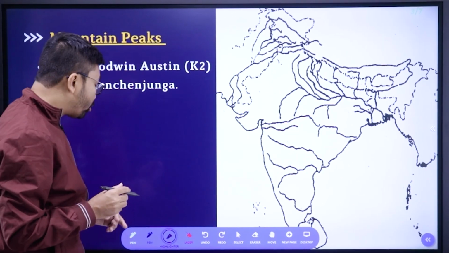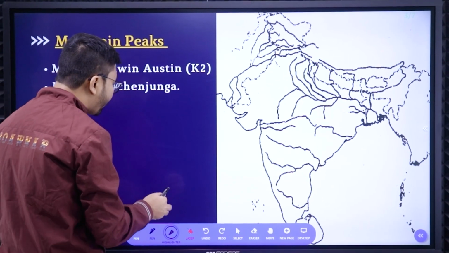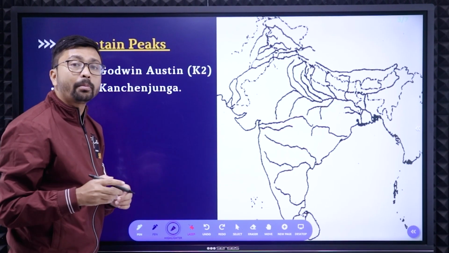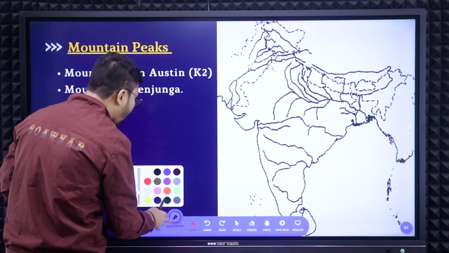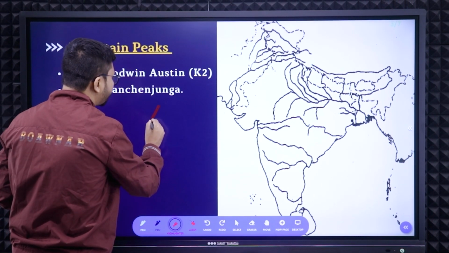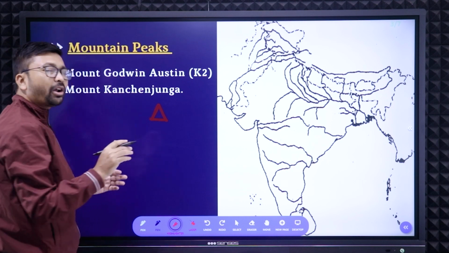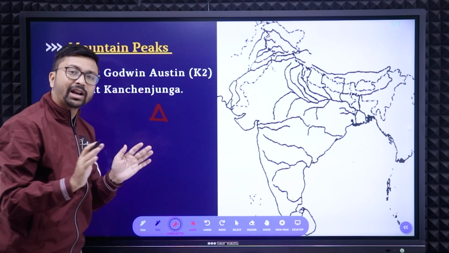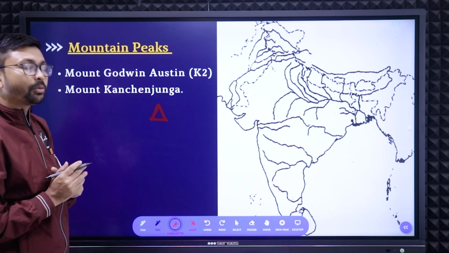Remember, a mountain peak you need to mark with a red color triangle. How will you mark? You will mark a red color triangle like this, and it will not be filled with the color. It will be empty like this. So a mountain peak you need to mark like this.